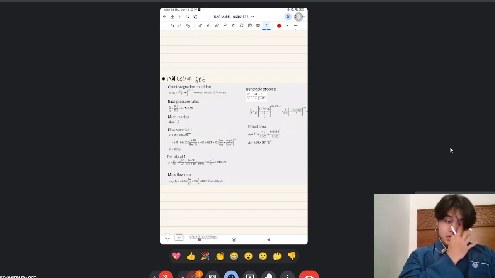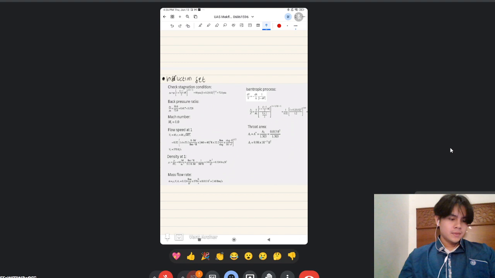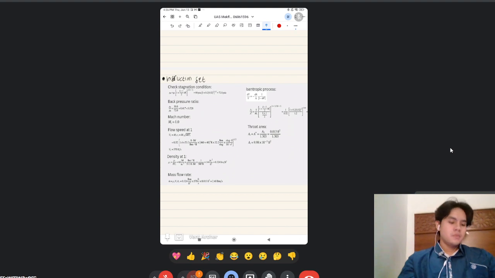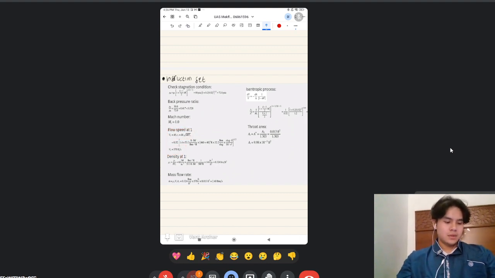72.0 psi, and the back pressure ratio, we'll get that 0.417 is less than 0.528. So the Mach number is 1, and for the flow speed at 1, we can get that with this formula, and we get V1 is 570 feet per second, and the density at 1 we'll get with this formula, 0.324 lbm per cubic foot, and the mass flow rate, of course with m equals rho V A, is 2.40 lbm per second.